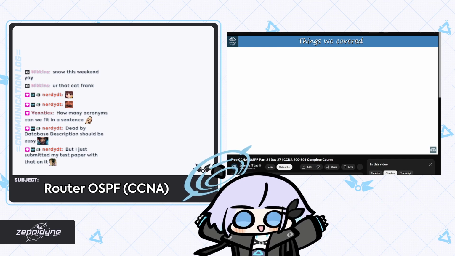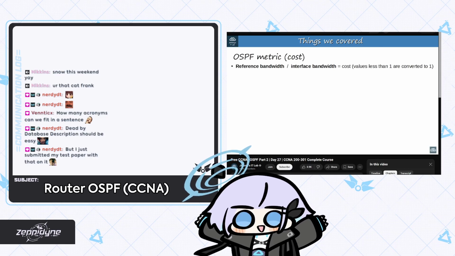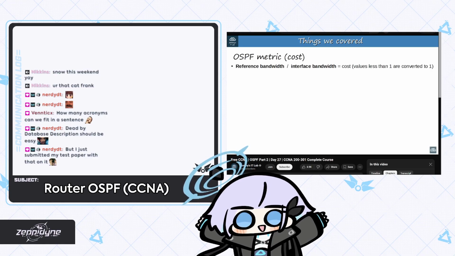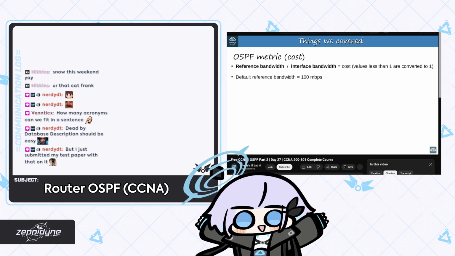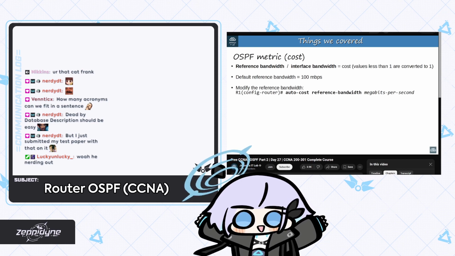Before moving on to today's quiz, let's review what we covered. First up, I showed you OSPF's metric, called cost. By default, it is automatically calculated by dividing the reference bandwidth by the actual bandwidth of the interface. However, if the result is a value less than 1, it is converted to 1. Decimals are rounded up. Default reference bandwidth is 100, so anything equal to or faster than 100 megabits per second has a cost of 1. You can modify the reference bandwidth with the auto-cost reference-bandwidth command.